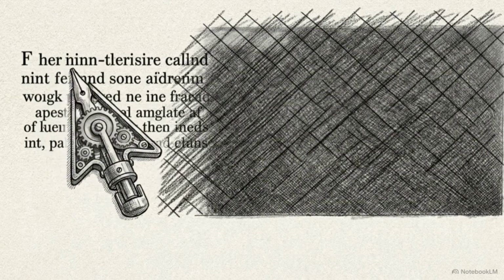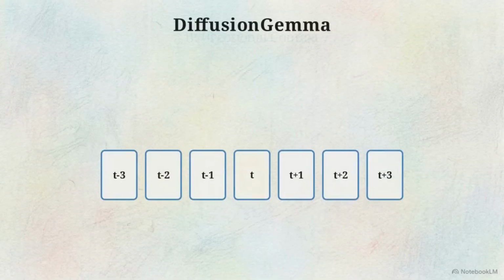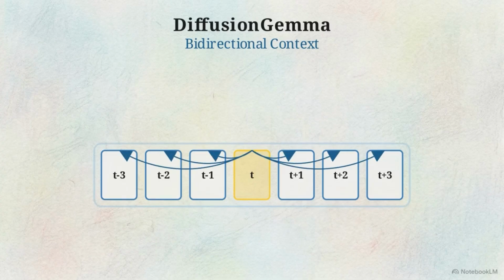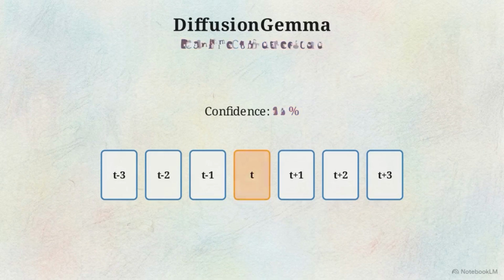In a sequential left-to-right model, a token only sees the words generated before it. It operates under strict unidirectional masking, blind to what comes next. Looking at this central highlighted token in DiffusionGemma, we see bidirectional context. The token has simultaneous visibility into both the past slots and the future slots within its active block. This bidirectional awareness lets the architecture calculate a real-time confidence score for every token.